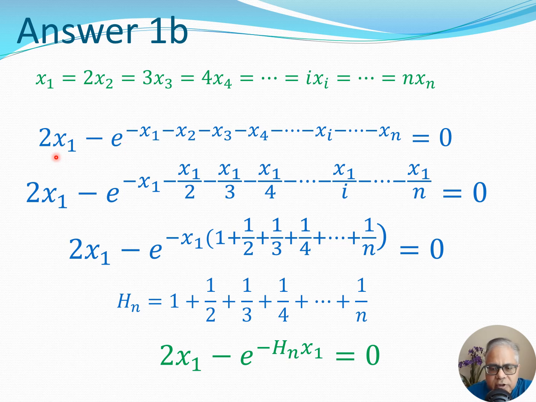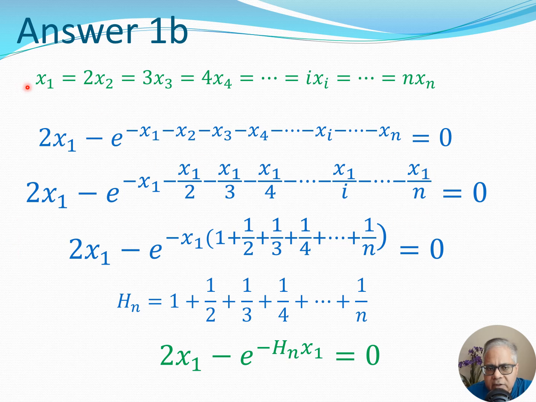So the first equation was for the case i is 1, in which case I had the equation 2x1 minus e to the power minus x1 minus x2 all the way to minus xn is 0. Now at this point you could have taken any of the equations, but the first equation comes out to be the simplest one to take. So once I have taken this, I can rewrite this out.